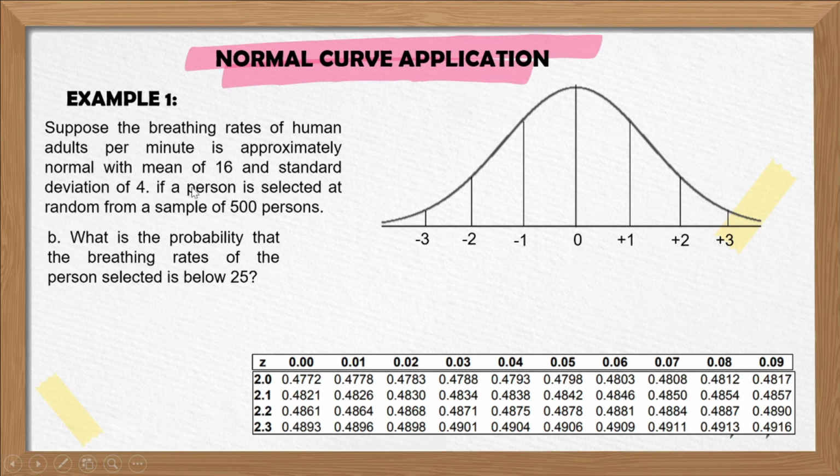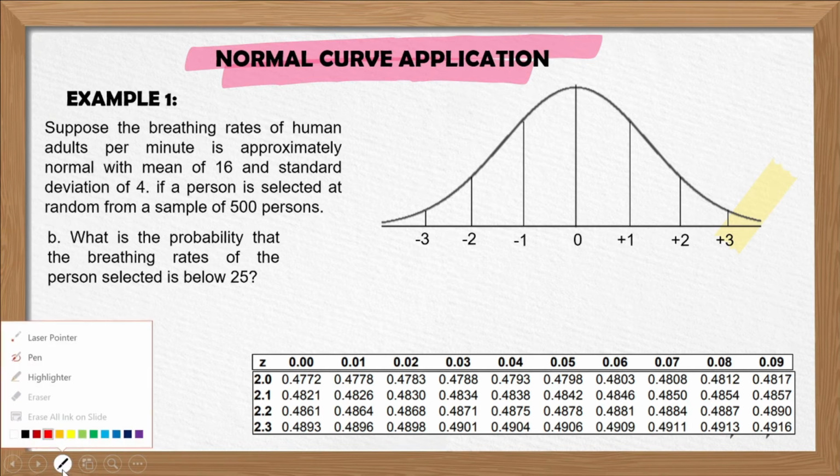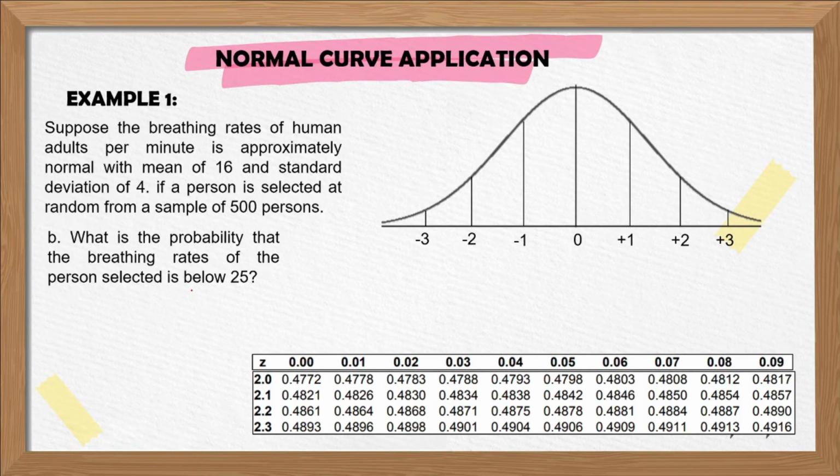So, the same problem but different question. So, what is the probability that the breathing rates of the person selected is below 25? So, ang question kanina is exceed 22. Now is below 25. So, the value of our x is 25. Let us substitute 25 to x. And our mean is 16 and standard deviation is 4. So, substitute. So, 25 minus 16 over 4, the answer is 2.25.